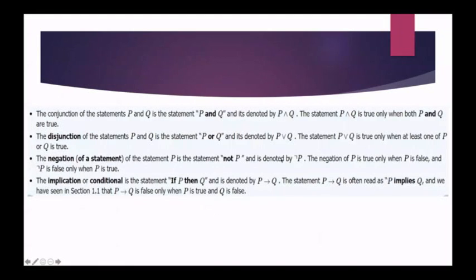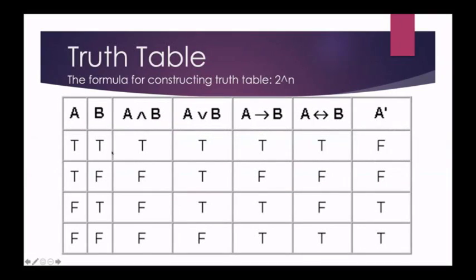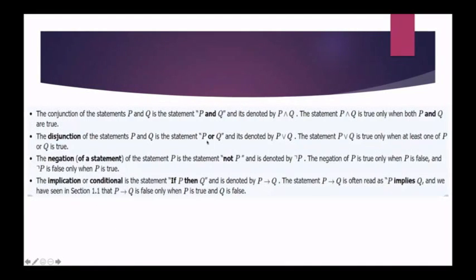Actually, class, I already mentioned this. For you to be able to remember, the conjunction of the statements P and Q is the statement P and Q, and it's denoted by this. The statement is true only when both P and Q are true. When can you say that this is true? Only when both are true. Or another way of saying it, if at least one simple statement is false, it's already false. So I already mentioned this, no need to mention again.